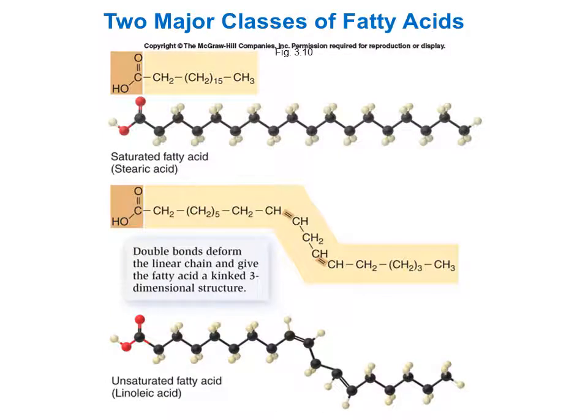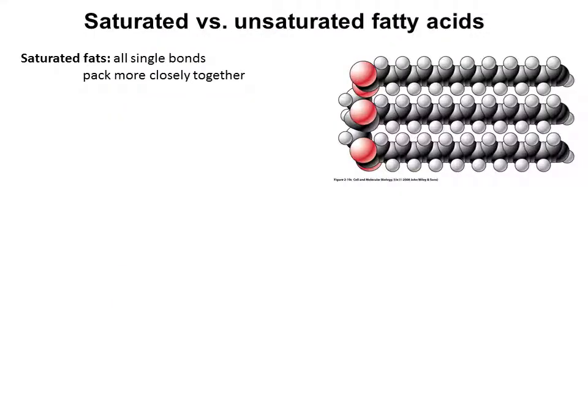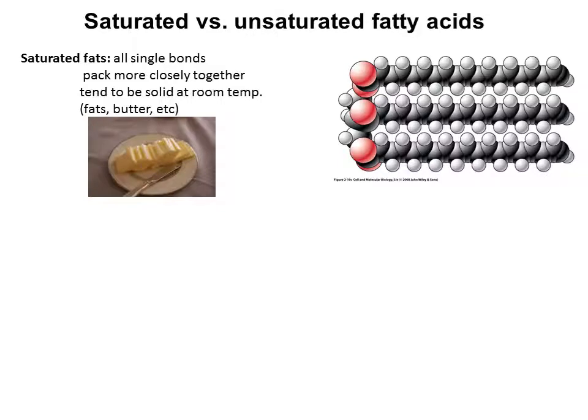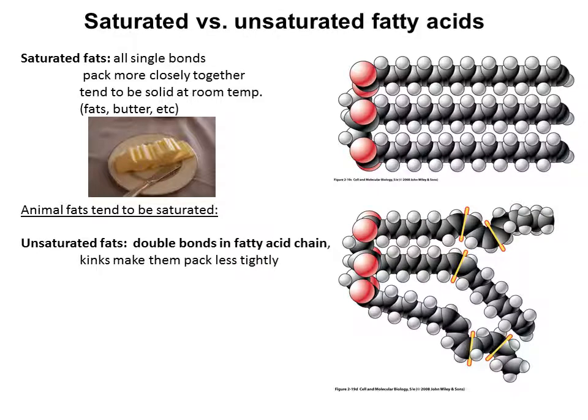We have 2 major classes of fatty acids. When we're talking about fatty acids, we have those that are saturated, and when we say saturated, it just means saturated fully with hydrogen. And we have unsaturated fatty acids, which indicates that there is basically a double bond present, and it creates a kink in the structure of that fatty acid. Our saturated fats, as shown here, are all single bonds, and they pack very tightly together. They tend to be solid at room temperature and include things like butter and your solid fats. All animal fats tend to be saturated.